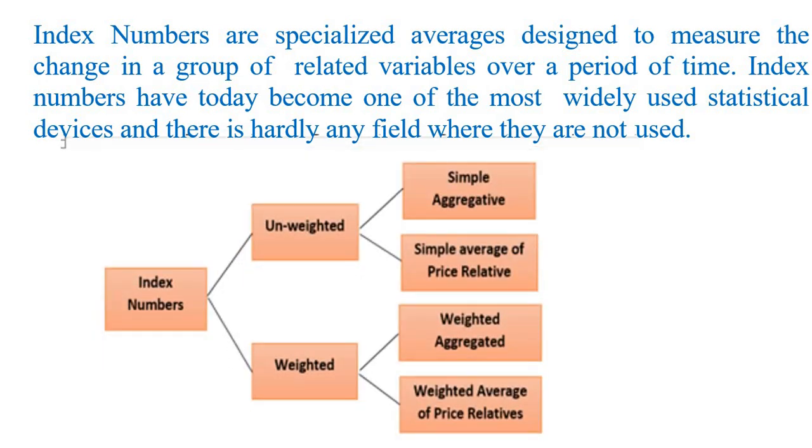So what is the outline of this unit? Index numbers: unweighted and weighted. Simple aggregative, simple average of relatives, weighted aggregative, weighted average of relatives. Each index number is either unweighted or weighted. Unweighted is divided into two parts, and weighted is likewise divided into two parts.